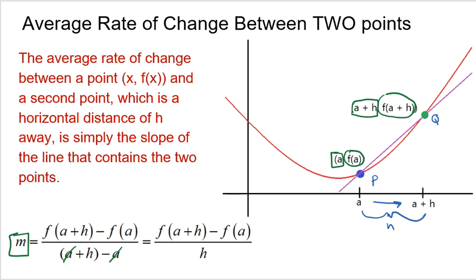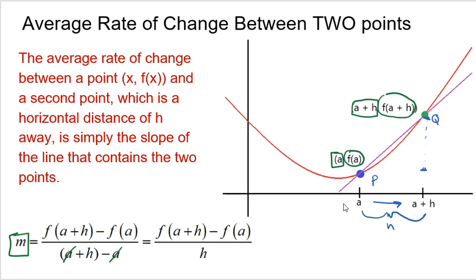And again, remember, slope is vertical distance, vertical change over horizontal change. And the horizontal change was h. We slid from a to a plus h. That's why the horizontal change is essentially just the distance we slid over, h. That's the denominator. And then the numerator is, again, that vertical distance from f of a plus h to f of a.